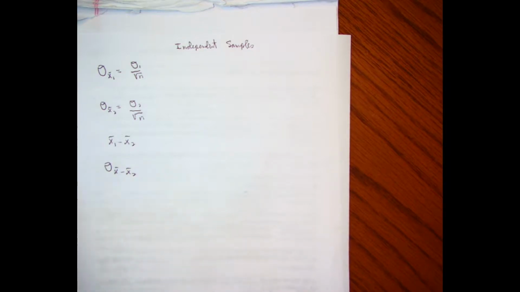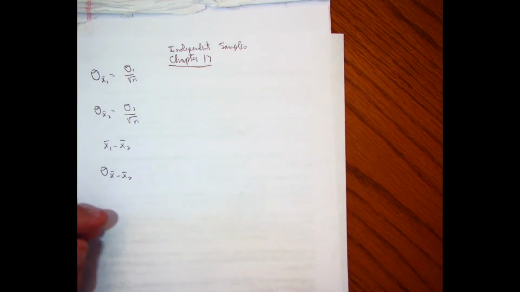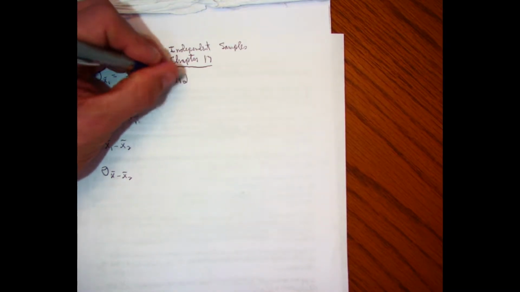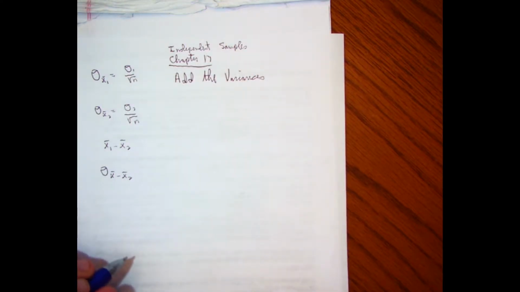Well, do we just subtract the standard deviations? The answer is no, because in chapter 17, if you remember back, we learned a very important concept. When we're dealing with independent events, we add the variances. We always add the variances for independent events. Well, we have independent events here. So what do we got to do? We got to add the variances. Well, here's your standard deviation.